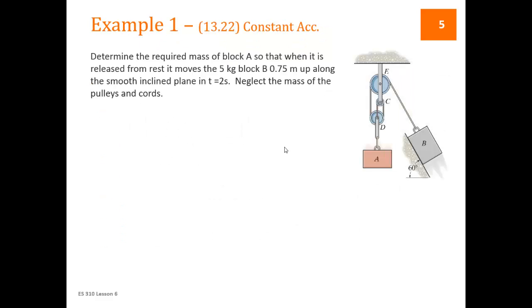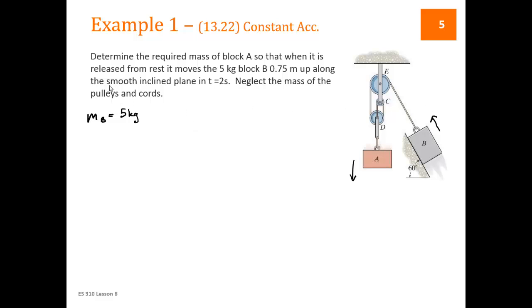So let's take a look at an example. It's a pulley example, so it'll be a good review of our pulleys from the last lesson. So let's see. We're told that we're trying to figure out what is the mass of block A. We're told that the mass of block B is 5 kilograms. And we're told that it's going to move up the slope. Right, so block A is going to move down, and it's going to move 0.75 meters up the slope.